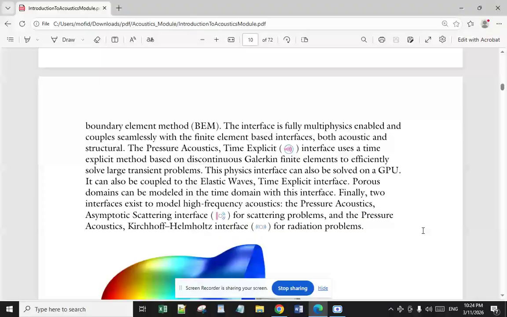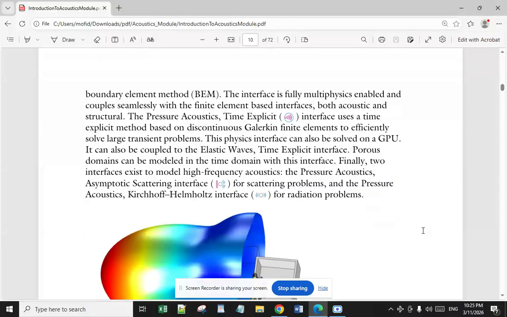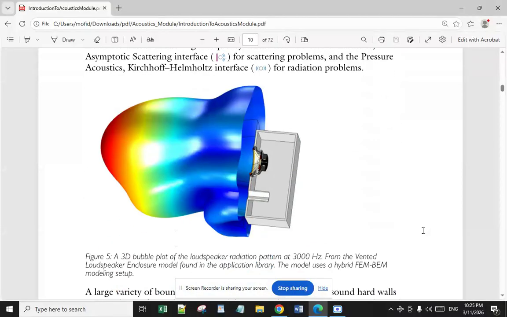The Pressure Acoustics, Time Explicit interface uses a time explicit method based on discontinuous Galerkin finite elements to efficiently solve large transient problems. The physics interface can also be solved on a GPU. It can also be coupled to the Elastic Waves, Time Explicit interface. Porous domains can be modeled in the time domain with this interface. Finally, two interfaces exist to model high frequency acoustics: the Pressure Acoustics, Asymptotic Scattering interface for scattering problems, and the Pressure Acoustics, Kirchhoff-Helmholtz interface for radiation problems.